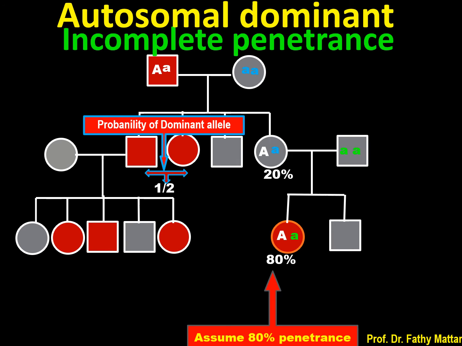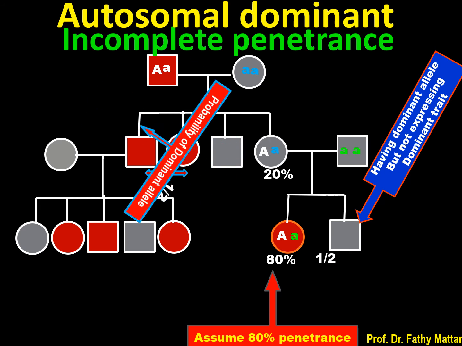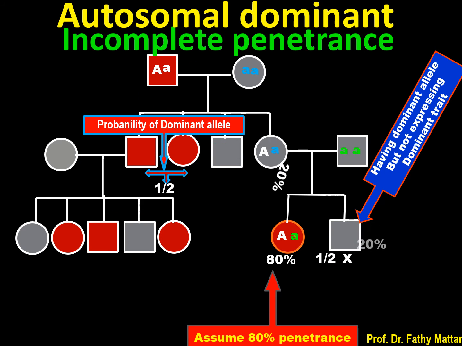Now, how about her brother? What is the probability of her brother having the dominant allele but not showing the trait? Having the dominant allele is half, not showing the trait is 20%. So there is a 10% probability that her brother has the dominant allele but does not show the trait.